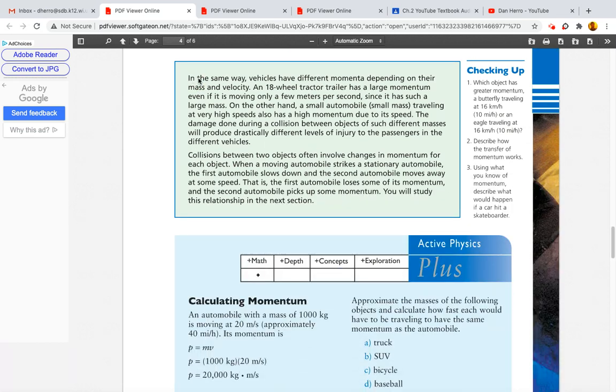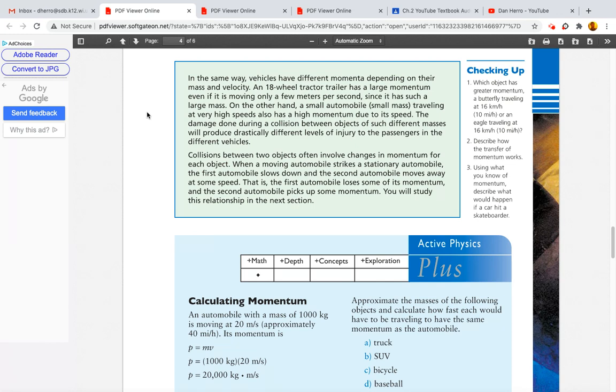In the same way, vehicles have different momenta depending on their mass and velocity. An 18-wheel tractor-trailer has a large momentum even if it is moving only a few meters per second, since it has such a large mass. On the other hand, a small automobile with a small mass traveling at a very high speed also has a high momentum due to its speed. The damage done during a collision between objects of such different masses will produce drastically different levels of injury to the passengers in the different vehicles.